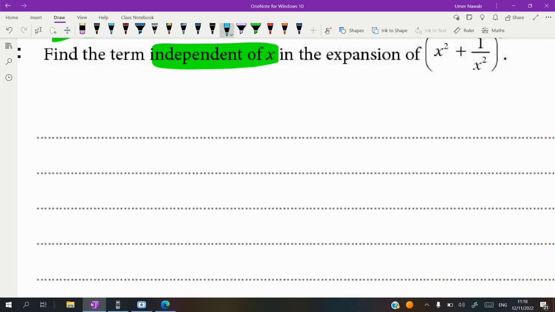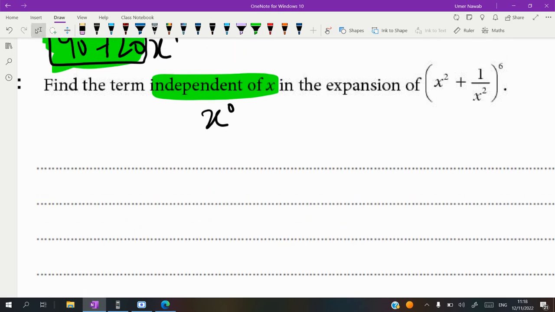Imagine. Now the question is saying in the next part, find the term independent of x. Independent means no x. No x means x power 0 you are looking for. Apply Mr. Omer's technique. Here the x power 2 is u, that is 2, so u is equal to 2. Can I push this 2 up so it becomes x raised to power minus 2? So my v is minus 2. What is my n? My n is 6.